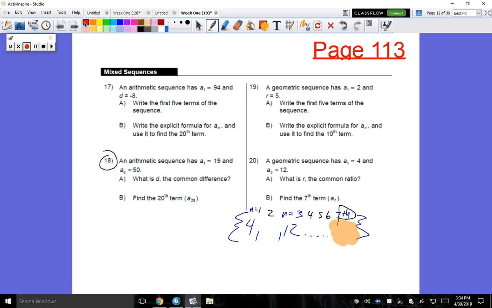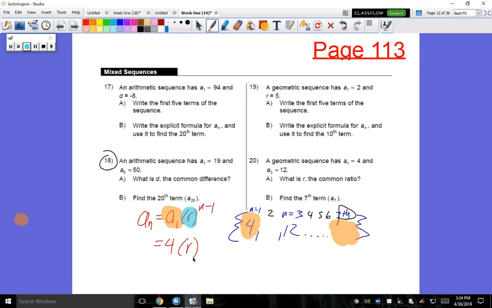We have to set up our initial a sub n is equal to a sub 1 times r to the n minus 1. That's our explicit formula for geometric sequences. And then, can someone tell me what I'm going to put in for a sub 1? I'm going to put 4, because it's the first term. So what am I going to put for r? I don't know it yet. So let's write what we know: a sub n is equal to 4 times r to the n minus 1.